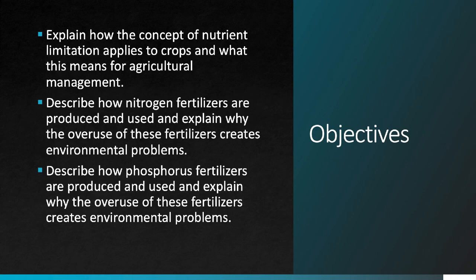We'll start out this video by talking about how the concept of nutrient limitation applies to crops and exploring what this means for agricultural management. One of the most interesting stories of the 20th century is the production of nitrogen fertilizer and how it came to be. And so we'll go through that story and also briefly explore how the overuse of these fertilizers creates environmental problems. Lastly, we'll take a look at phosphorus and examine how these fertilizers are also produced and how they, like nitrogen fertilization, can also create environmental problems.